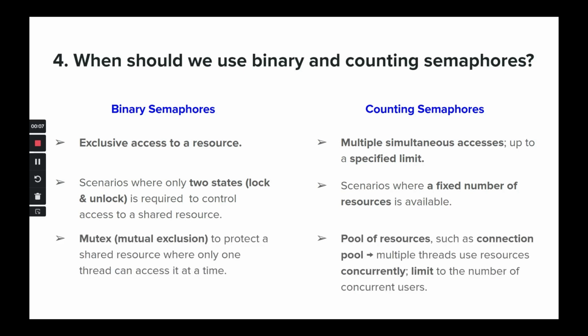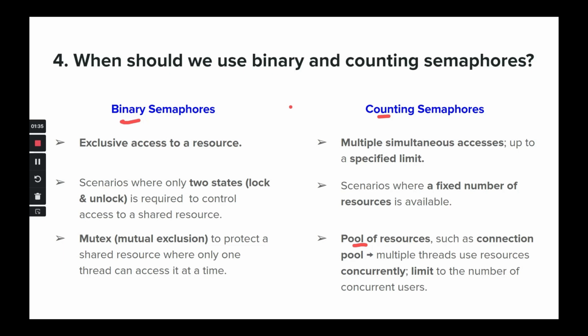To sum it up, you are going to use binary semaphore to protect a shared resource so that you want only 1 thread to access it at a time. In case of counting semaphore, like I said, there should be a pool of resources and multiple threads are trying to use it, but you want to limit how many threads should be using that particular critical section of the code. So this is how we should be clear about the difference between binary and counting semaphore and where to use which one.